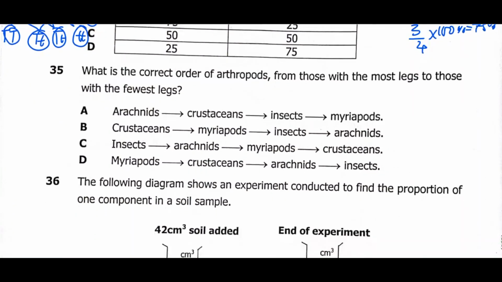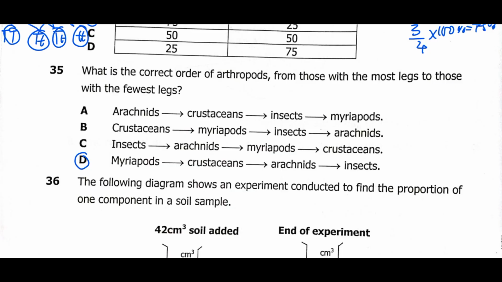Then 35. What is the correct order of arthropods from those with the most legs to those with the fewest legs? So we have arachnids, crustaceans, insects, myriapods. So we just have to jump to the answer, which is D, because myriapods are the arthropods with the highest number of legs.